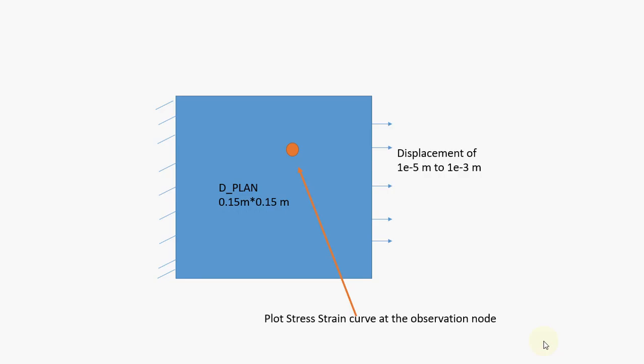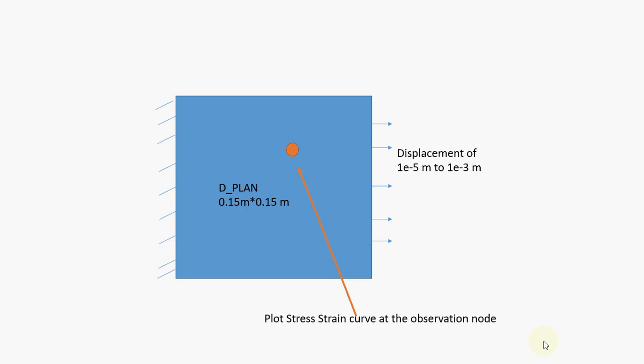In this tutorial, we'll analyze a plate using a D-plan element. The plate will be 0.15 meter by 0.15 meter. Since we will be using D-plan, thickness need not be applied. We'll apply displacement of 1 to the power minus 5 meter initially, and we'll multiply using a function to make the displacement up to 1 millimeter.